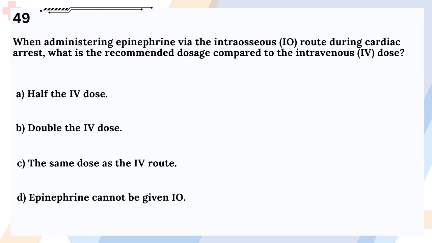Question 49. When administering epinephrine via the intraosseous (IO) route during cardiac arrest, what is the recommended dosage compared to the intravenous (IV) dose? A. Half the IV dose. B. Double the IV dose. C. The same dose as the IV route. D. Epinephrine cannot be given IO.